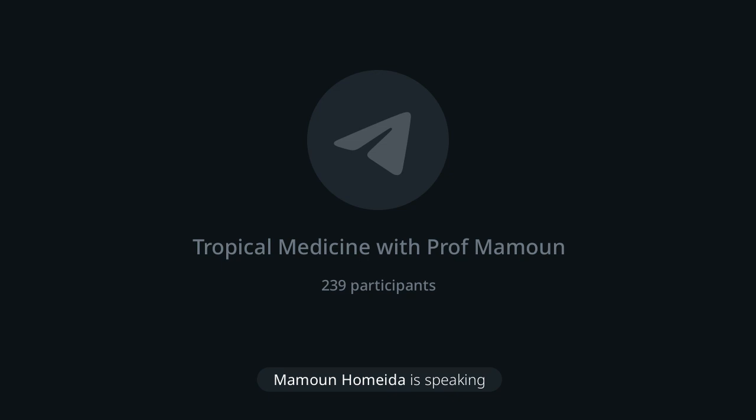He has a white count of 3.2. The reference is 4 to 10, and this is 10 to the 9 per liter. Hemoglobin is again, gram per deciliter, 10.2, and the normal is 12 to 14.